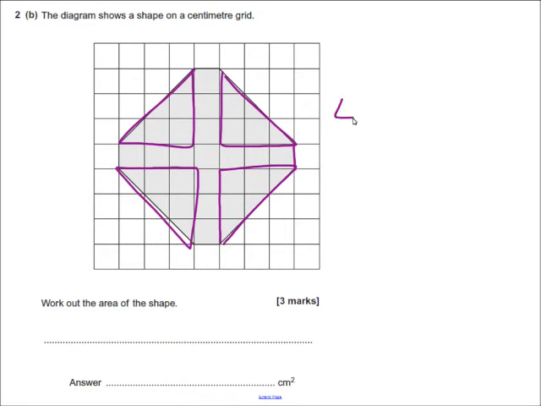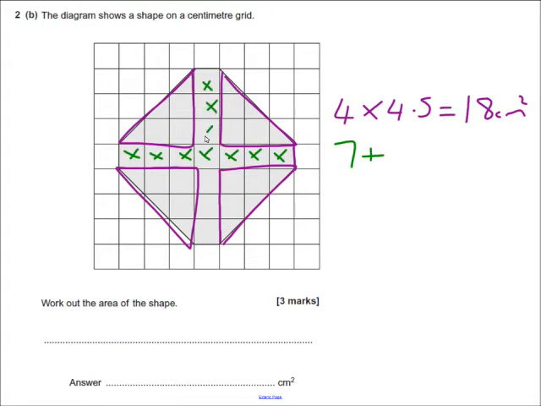So if we have 4 lots of 4.5 centimetres squared, it gives us 18 centimetres squared, and that's just for our triangles. Then all we need to do is count the squares down the centre. So we have 1, 2, 3, 4, 5, 6, 7 across the middle, and then 1, 2, 3, we've counted the centre one already, 4, 5, 6 going down, so we need to add 13 to the 18 we already have. So that is 31.